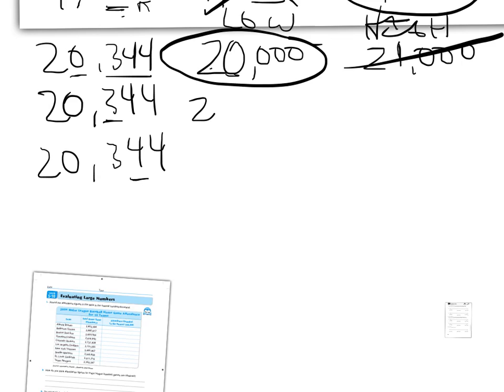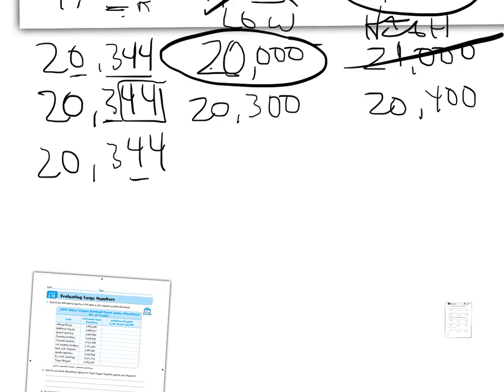Next one, 20,000. We'll keep that one a 3, make everything after a 0. 20,000, make it a 4, and make everything after a 0. So that means you look at the last two digits. Is 44 closer to the 100 below it of 300, or is it closer to the 100 above it to 400? Well, it's 56 away from 400. It's 44 away from 300, so it's closer to that.